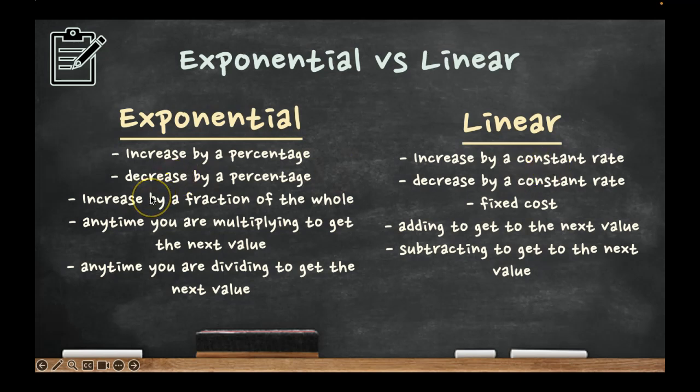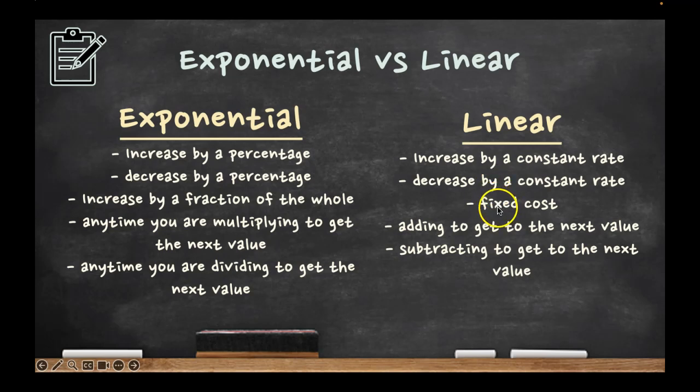But if it says increasing or decreasing by a fraction of the whole, like 2/3, a half, 5/2, 5/3, things of that nature, exponential. Anytime you're multiplying to get to the next value, we know it's exponential. Anytime you're dividing to get to the next value, it's exponential, even though technically you're always going to multiply when it comes to exponential because that's your multiplier. And so when you're dividing, the number that you're multiplying by just happens to be between 0 and 1.